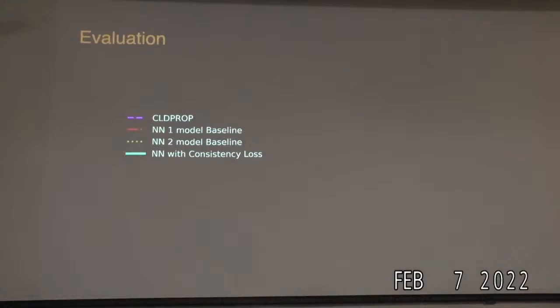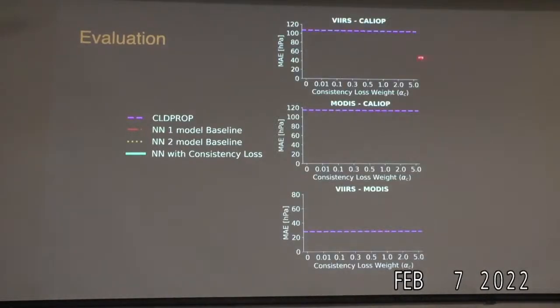Okay, so we're going to look at the evaluation of these four different approaches, first with respect to Calliope, and then the intersensor consistency between VIIRS and Lotus. We're looking at the operational model here. We see that compared to Calliope on VIIRS, it does just okay. On Lotus, it does just okay, with mean absolute errors above 100 hectopascals. But its intersensor consistency is pretty good, around 28 hectopascals.